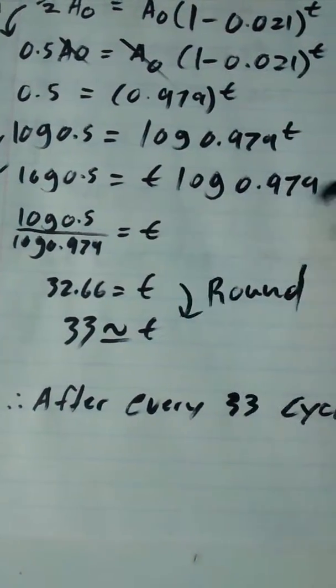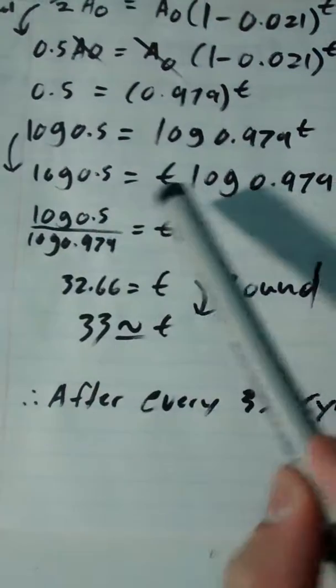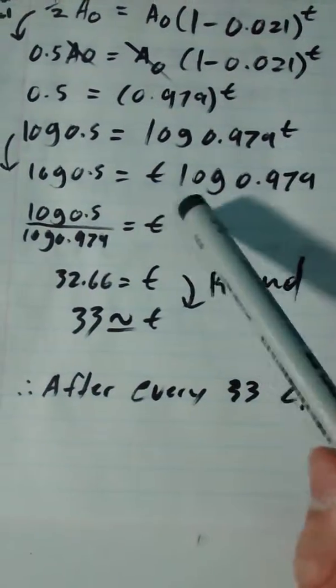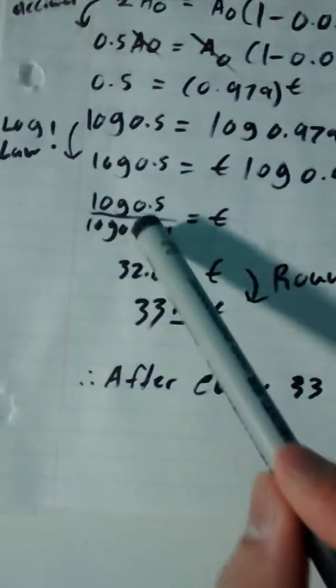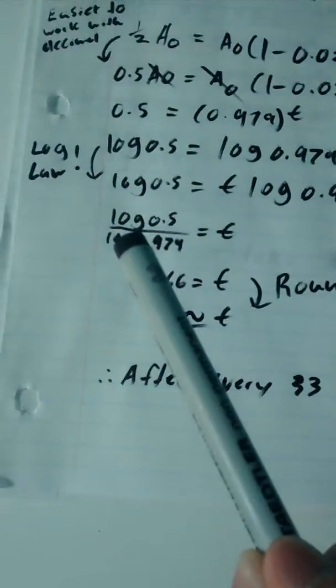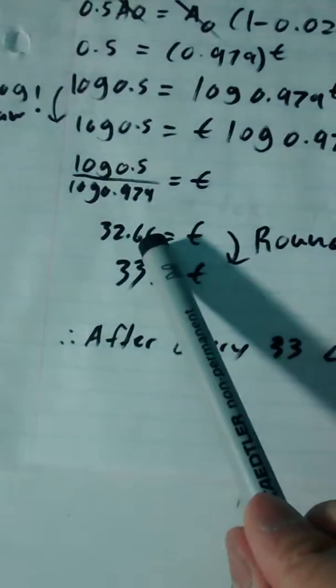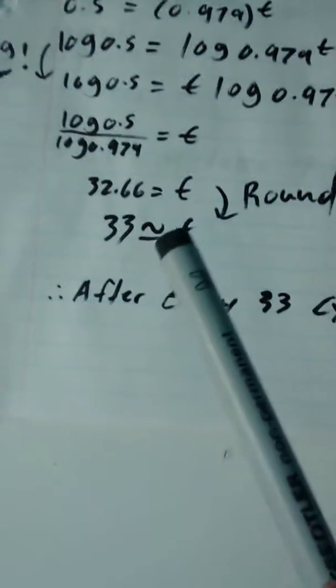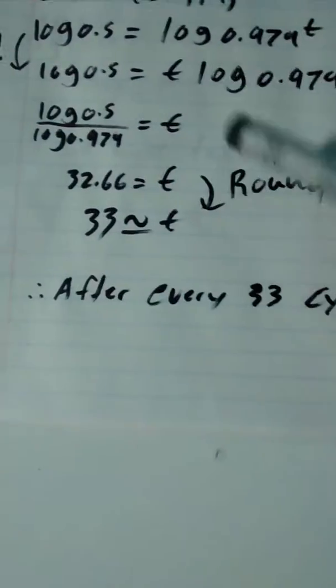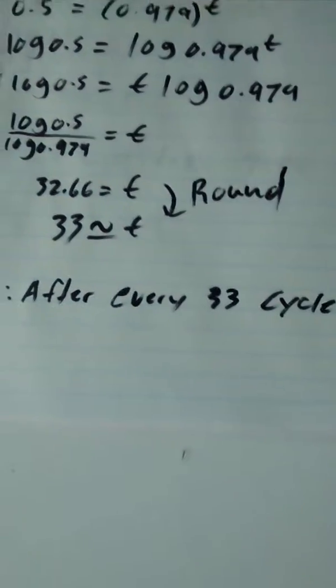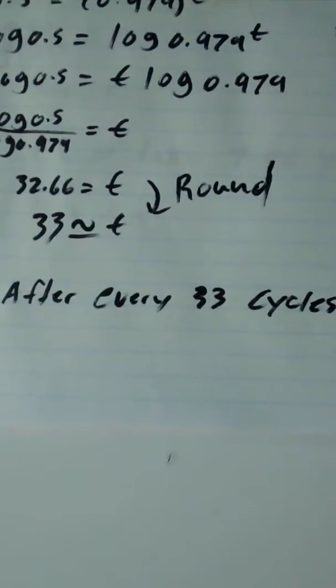Now all we have to do is divide by log 0.979 to isolate for t, and then we get log 0.5 divided by log 0.979 equals t, and then we get this answer. Now in the textbook, the answer is 33, so clearly they want us to round upwards. But does anybody in the class know why they want us to round? Just leave a comment and we'll see why.